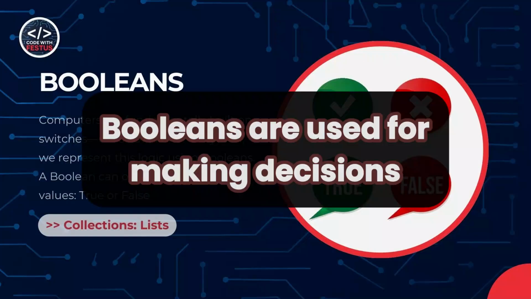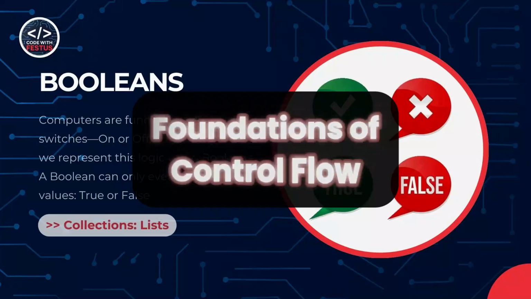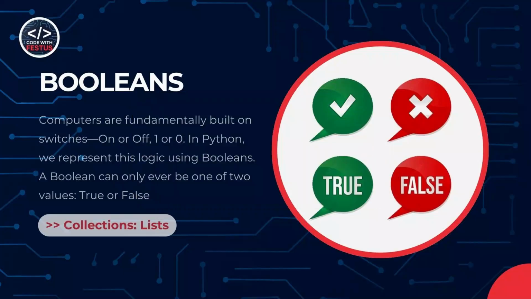Is the user logged in? True. Is the shopping cart empty? False. Is the game over? True. While they seem simple, Booleans are the foundation of control flow. In our crash course and even later in this series, we'll use Booleans to tell Python, if this condition is true, do this, otherwise, do that.